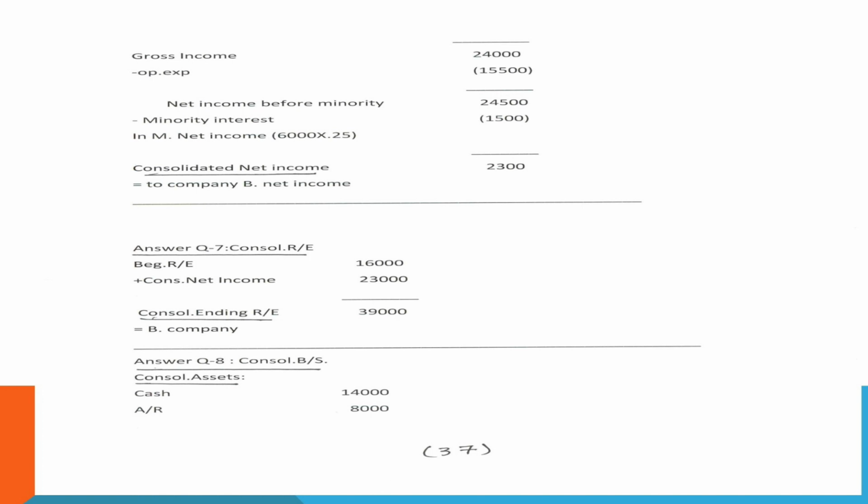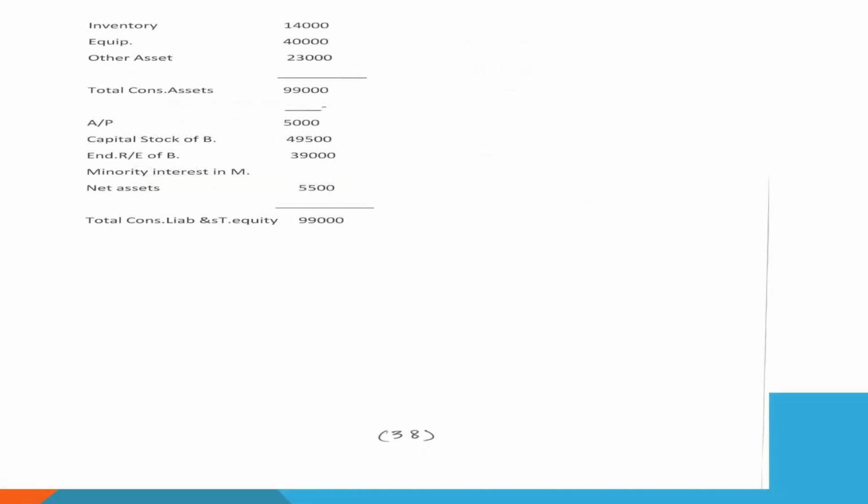Okay, answer to question 7. Beginning retained earnings 16,000, plus consolidated net income, that's retained earnings. Beginning 16,000, which is company B as the parent, plus consolidated income 23,000, gives you ending retained earnings of 39,000.